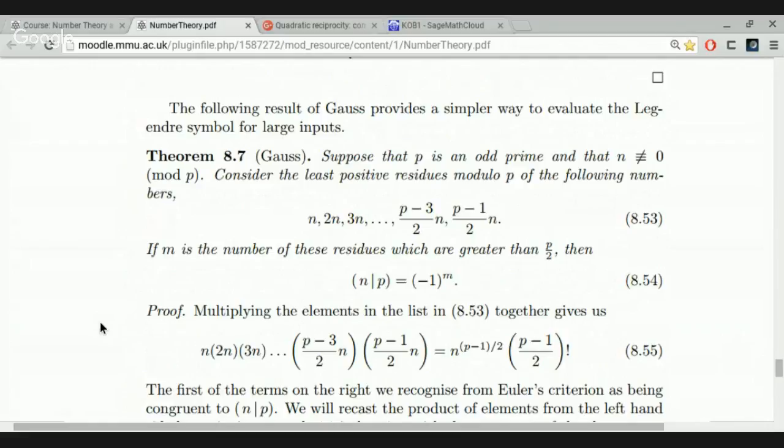We worked through some examples with that last time. Some of the exercise problems at the end of the chapter ask you to apply this to various n and various p. You can actually look at all these multiples, do the counting yourself to obtain this number m, and confirm that it gives you the right result about being a residue and so on.